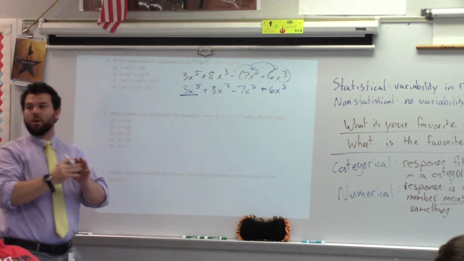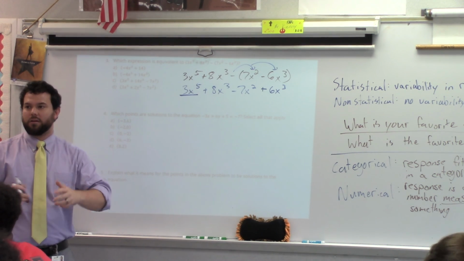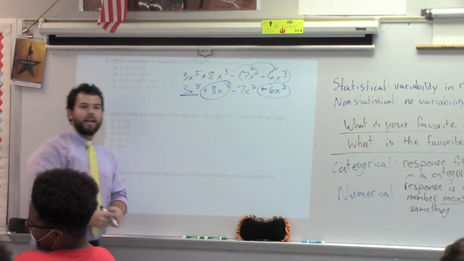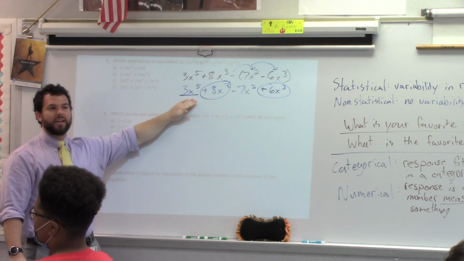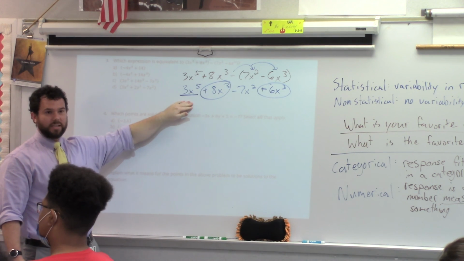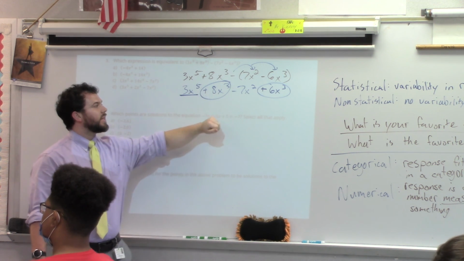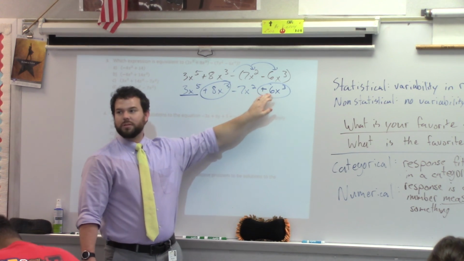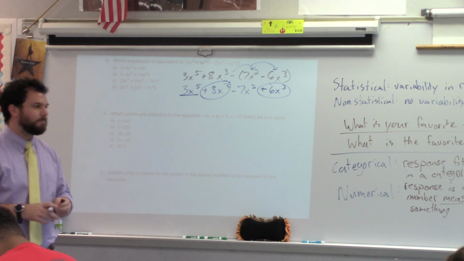Does that 3x to the 5th go with anything else? No, you bring it down. So I'm asking the question, what am I going to add together? 8x cubed and 6x cubed. I'm only going to add together those like terms because this is x to the 5th 3 times. Then I'm adding x cubed 8 times, and subtracting x squared 7 times, and then adding x cubed 6 times. I can only add my x cubes together.